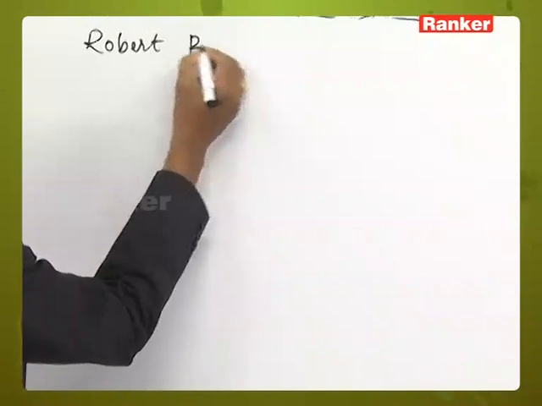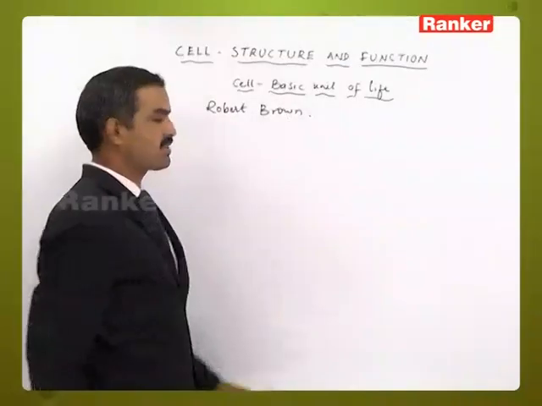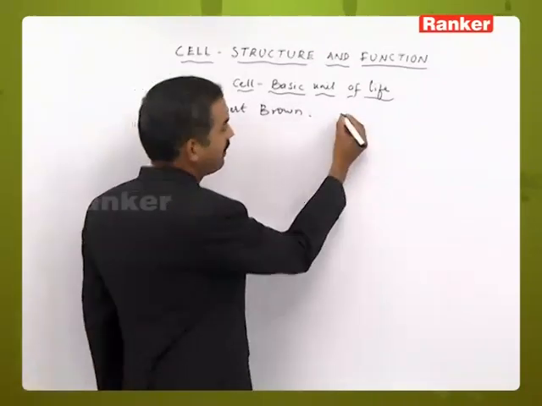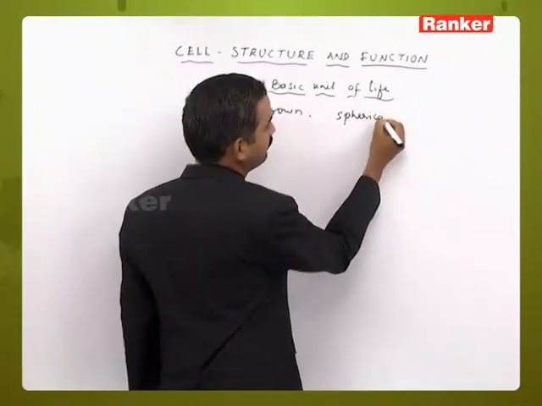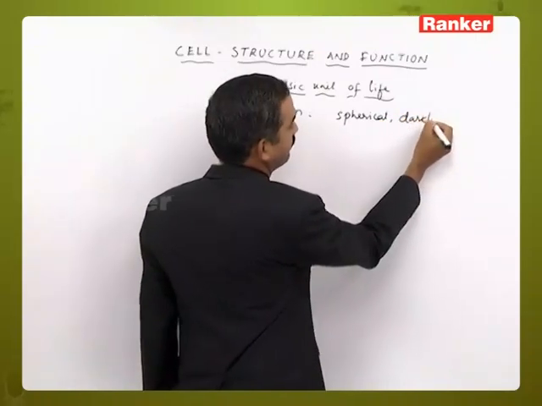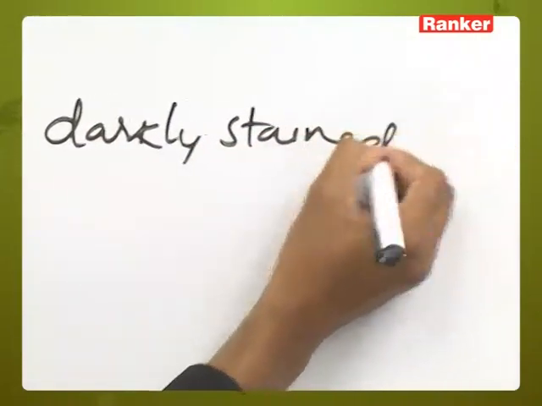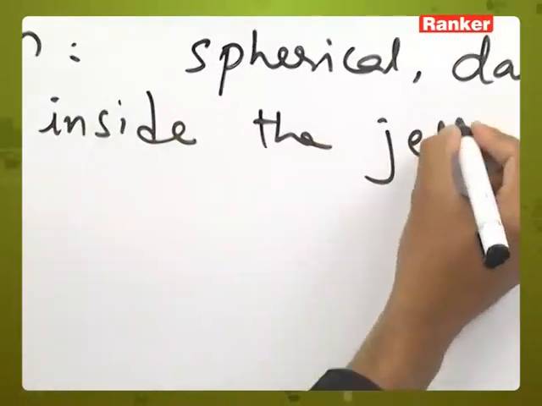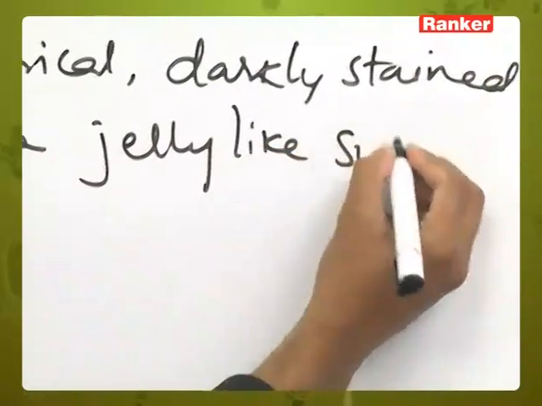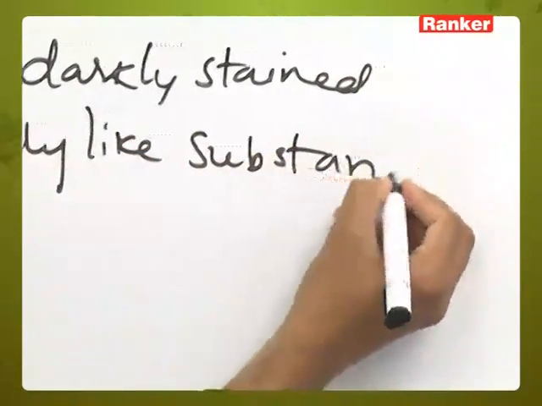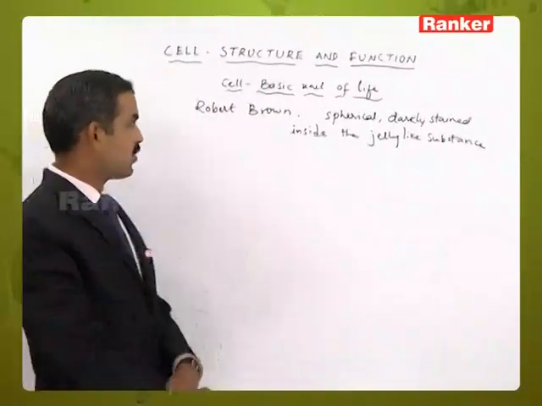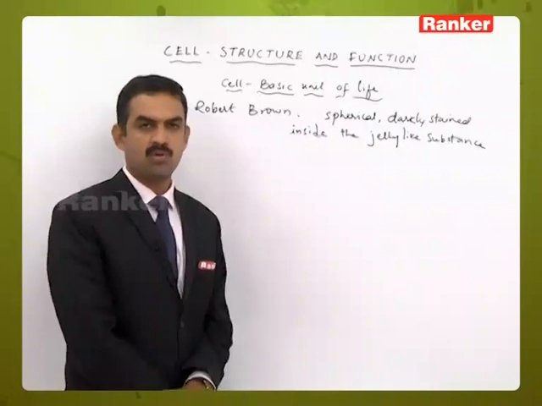Then Robert Brown. The next discovery related to the cell is the discovery of a spherical shaped, darkly stained structure present inside the jelly-like substance. This spherical shaped, darkly stained structure is called the nucleus. The nucleus was first discovered by the scientist Robert Brown.